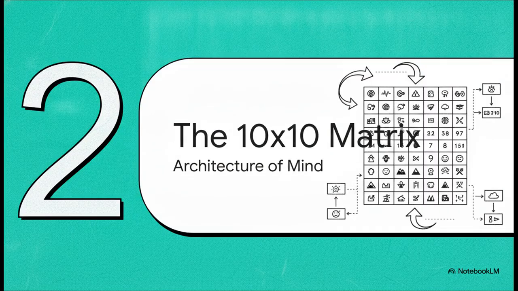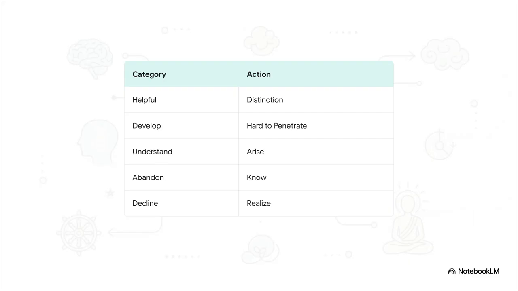Let's move right into Section 2, the 10 by 10 matrix, Venerable Sāriputta's architecture. And this brilliantly illustrates how Venerable Sāriputta didn't just throw together a random list of thoughts to organize our minds. He built an incredibly specific action plan across 10 distinct categories. Every mental state is mapped by the exact action you must take.